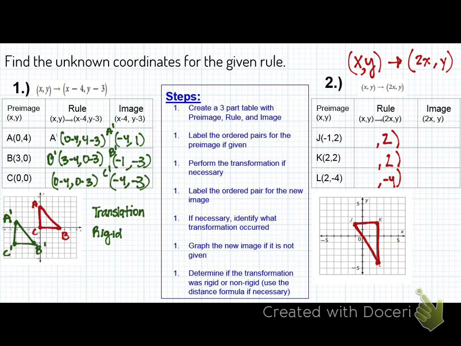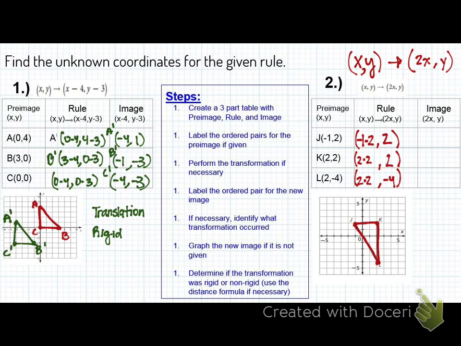Okay, so then we got our J. Okay, look at J now. Our X is -1. Okay? What are we supposed to be doing with our X values? What is the rule telling us to do? We're going to multiply it by 2, right? So we're going to take -1 and multiply it by 2, okay? And then we're also going to do that with K. We're going to take 2 and multiply it with 2. And then we're going to do L. We're going to take our value of 2 and multiply it by 2.